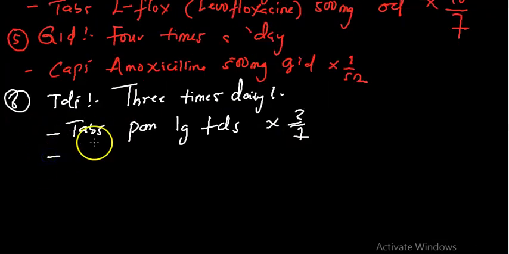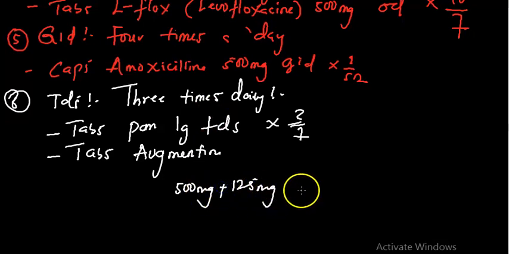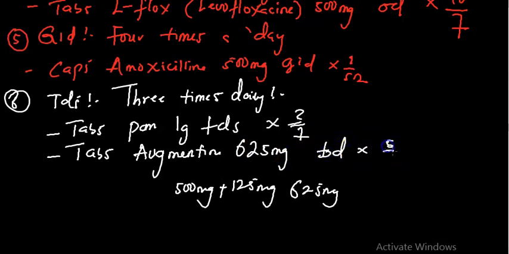Let's take the next example with TABS augmentin. In this case, this is a combination of amoxicillin 500 milligrams and clavulanic acid 125 milligrams. 500 plus 125 milligrams, this is simply going to be 625 milligrams. Therefore, the dose is going to be 625 milligrams. In most cases, this particular drug is taken BD multiplied by, let's say, 5/7.